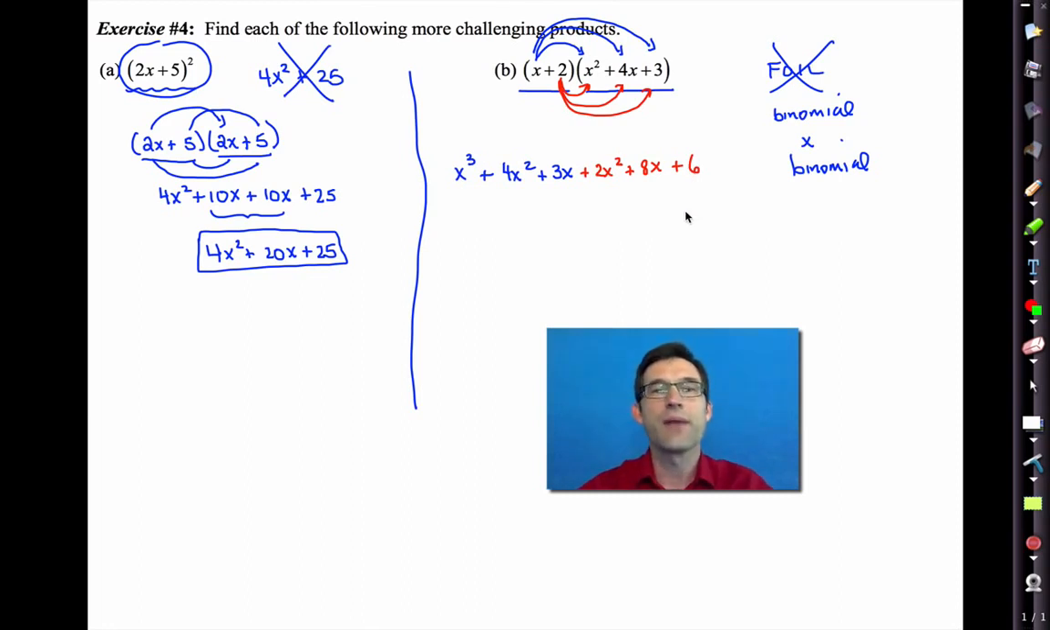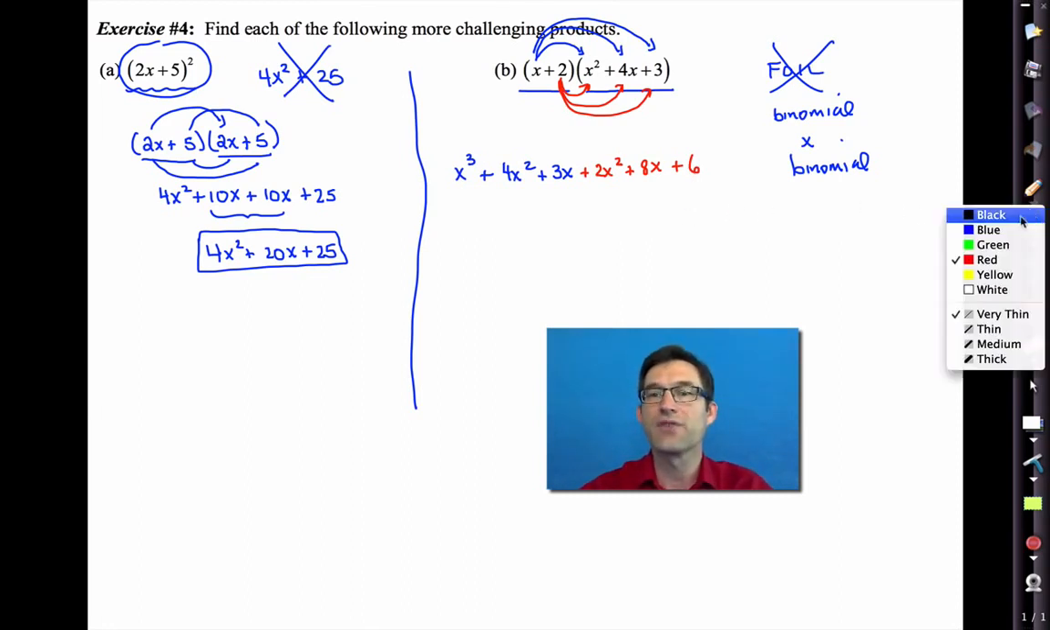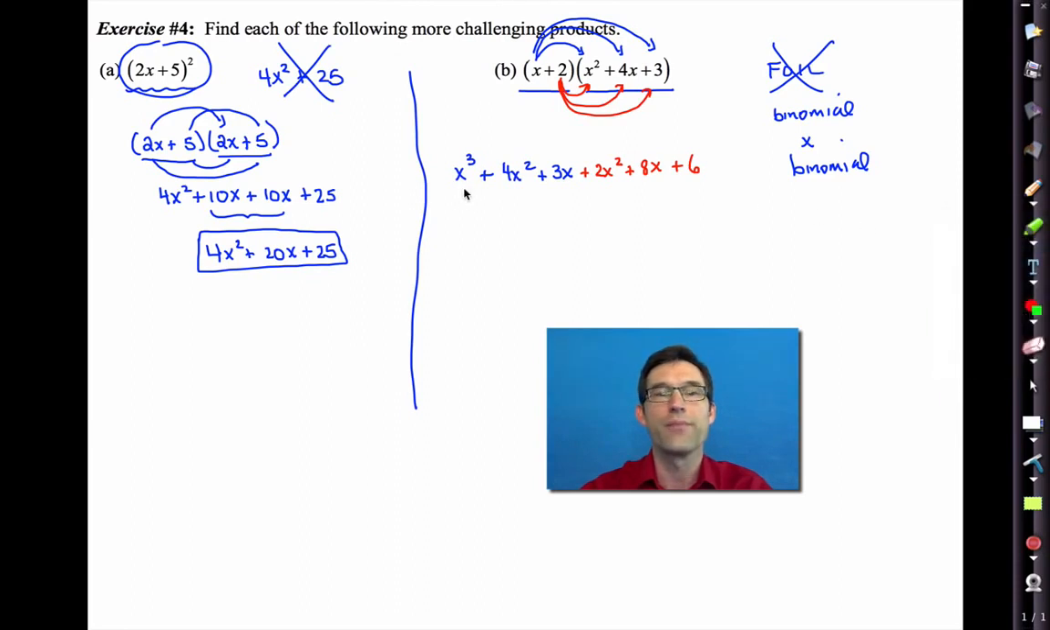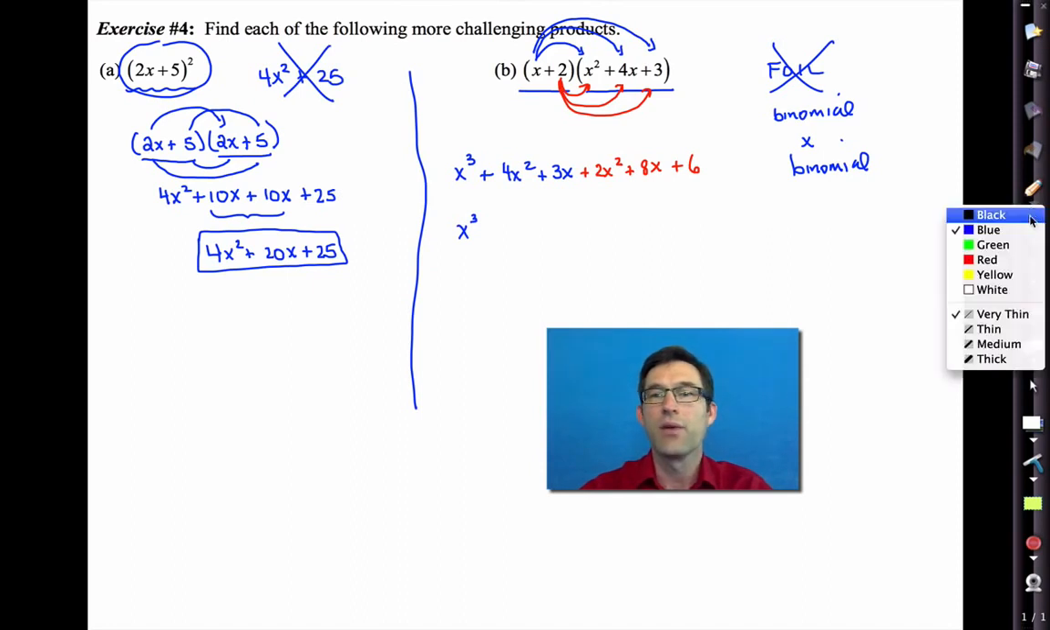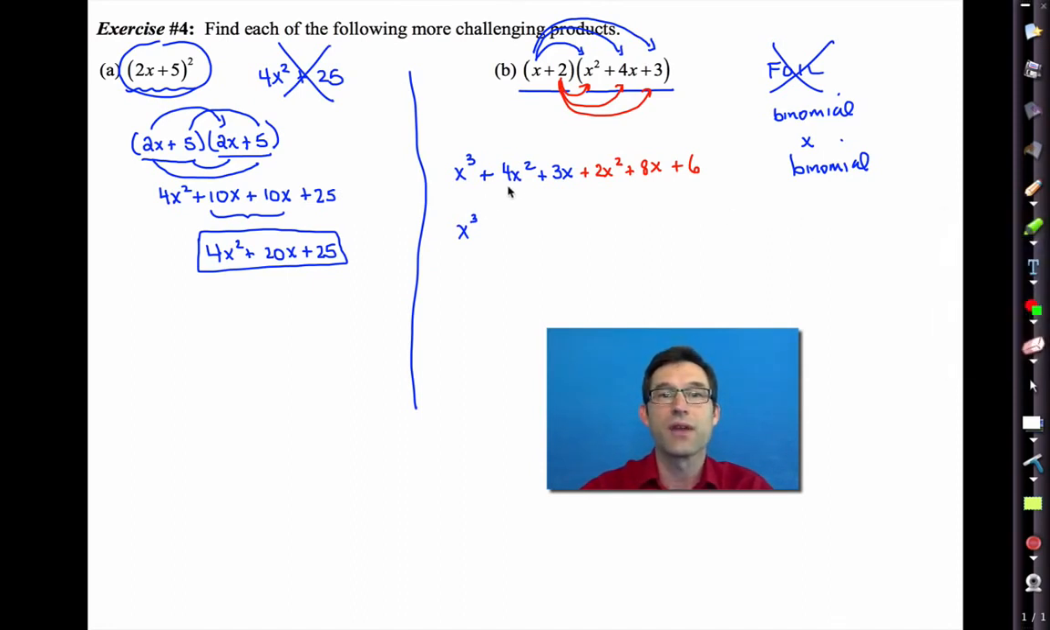Now what's interesting about this process is that we've still got like terms, but we have more of them than we did before. There's nothing we can combine with the x cubed. It's the only x cubed that there is. So I'm just going to rewrite that one down. That's kind of like in the last problem, where we only had one x squared. But the interesting thing here now is that we have two terms that have an x squared in them. We have 4x squared here and 2x squared there.